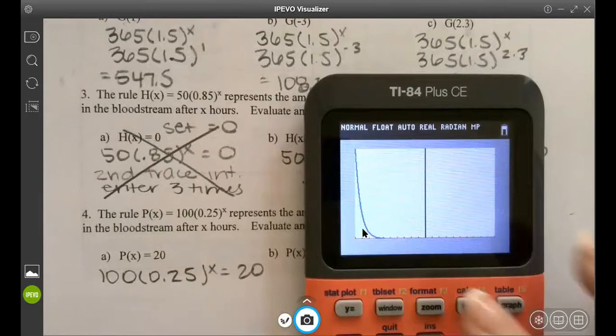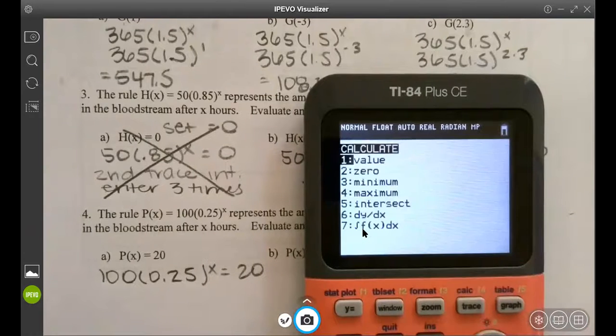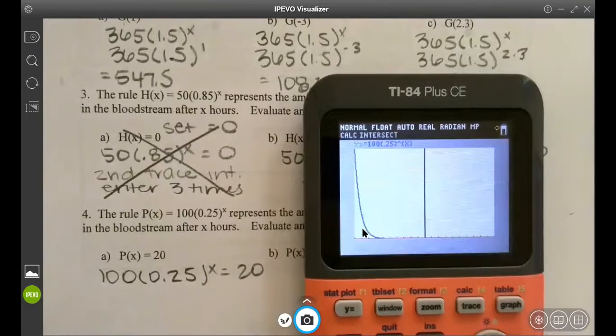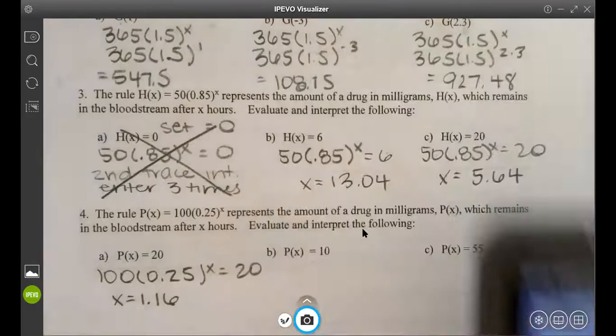Okay, they're way down at the bottom. You can zoom out if you want to, or you can just go ahead and try to intersect. If you can intersect, it'll show you. If not, you may want to zoom out. So we could see it, and it's at x equals 1.16. Again, that's all you have to do.